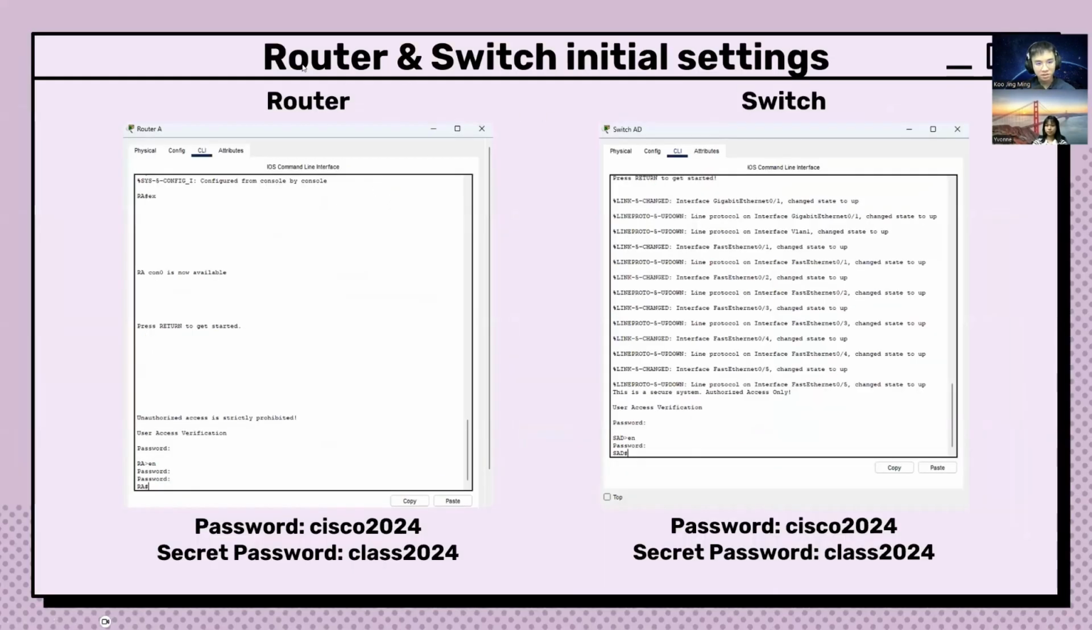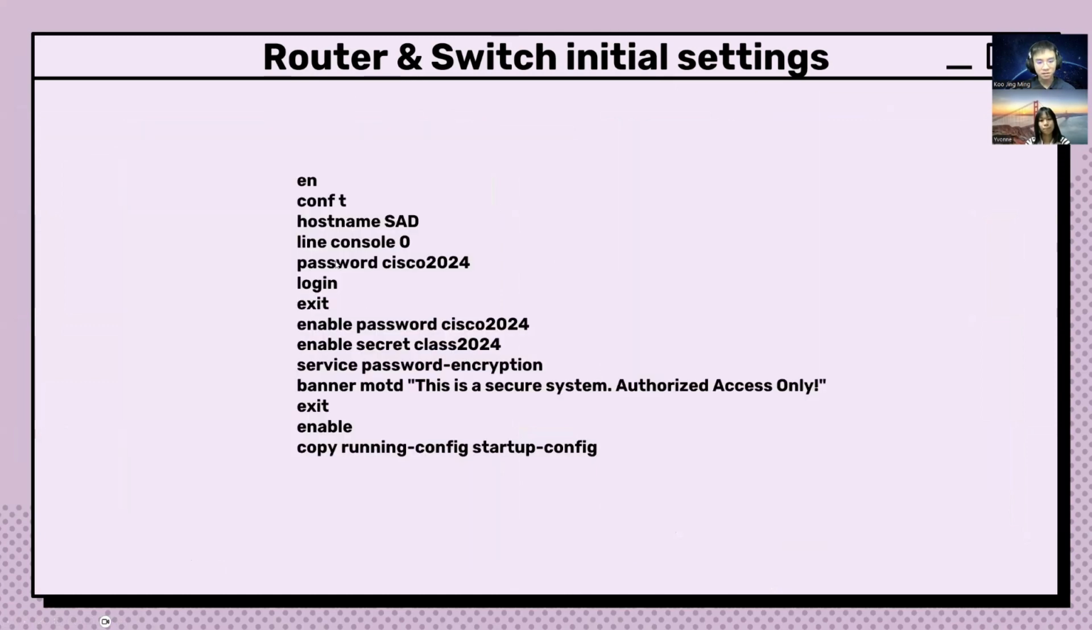Next, we have the router and switch initial setting. For all routers and all switches, we are using the same password and secret password, which is Cisco 2024 for the password and class 2024 for the secret password. And this is the code we use to configure inside the CLI of all the routers and switches.